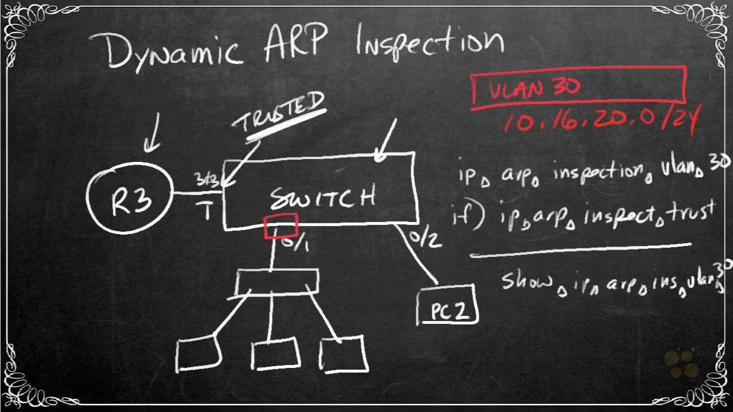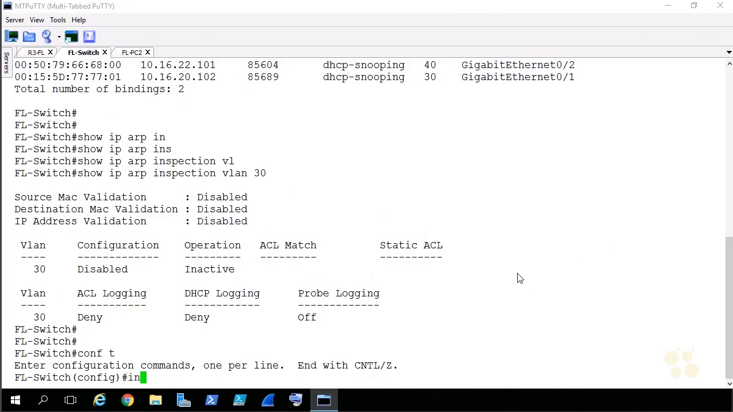Should we make this a trusted interface first before we enable the feature for the VLAN? I'm thinking we should. Otherwise, we're going to get errors anytime R3 does ARP messages because R3 does not have a dynamically learned address. So it's not in the DHCP snooping binding table. So I would recommend we make this 3/3 interface trusted first, and then we enable the ARP inspection on VLAN 30. So we'll go to interface gig 3/3.